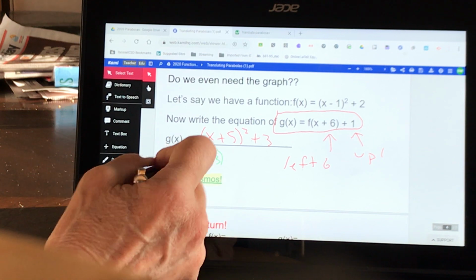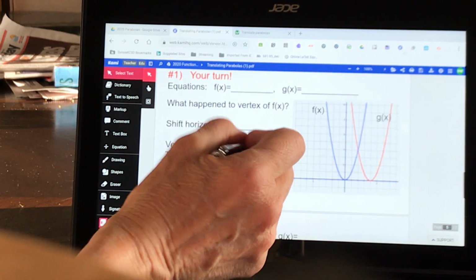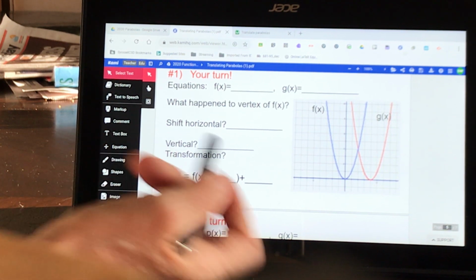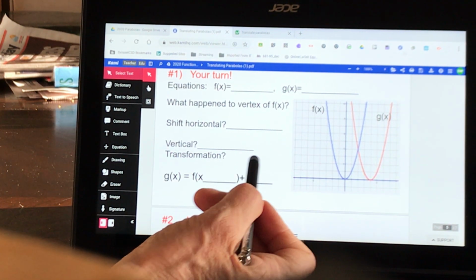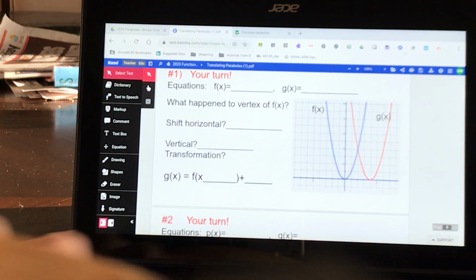Okay, it's your turn. If you see f of x and g of x on number 1, which is your turn, you can write the equations. You can tell us, was there a horizontal shift? There doesn't seem to be a vertical shift, so that might be 0. Don't let that throw you off. You can either add 0 or you can just leave that blank.